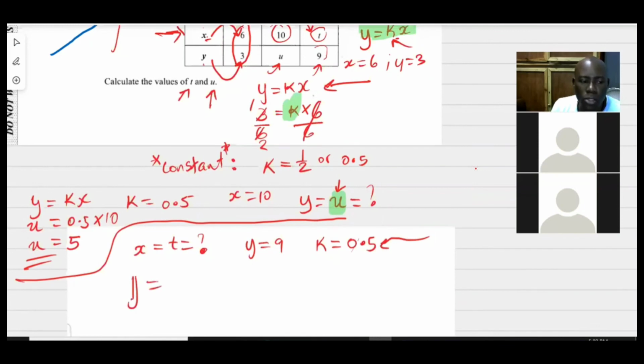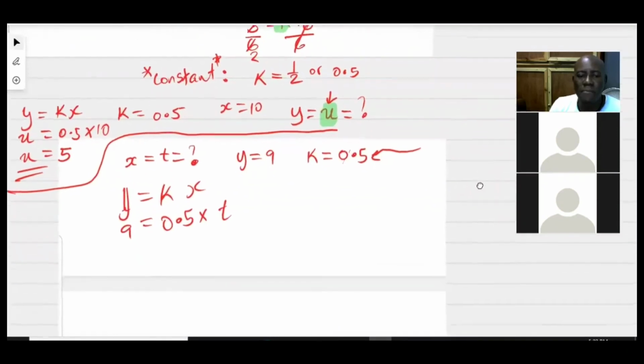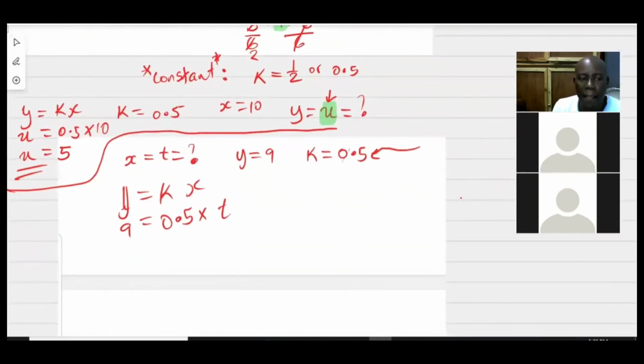Y is equal to kx. Y is 9. 9 is equal to k times x, but x is what? X is called t. So that's it. Now let's divide both sides by a half. Divide this by a half, and you're going to realize that 18 is equal to t. Or some people might say t is equal to 18.